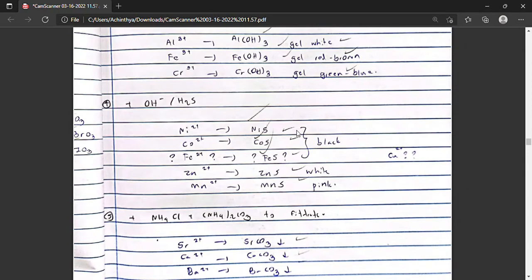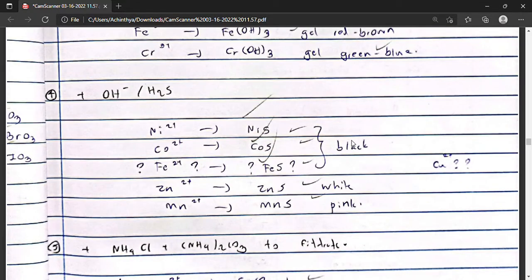if we obtain a black precipitate, it could be nickel sulfide, cobalt sulfide, or cupric sulfide. Excuse the mistake, and try to ignore this. It is cupric sulfide that is formed. If a black precipitate is formed, it could be nickel sulfide, cobalt sulfide, or cupric sulfide, CuS.